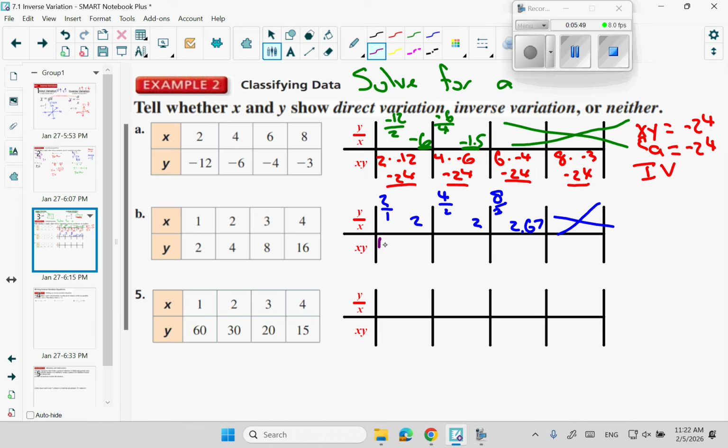X times y, 1 times 2 is 2. 2 times 4 is 8. So that's not going to be consistent either. So neither of them work. So I would say this is a neither.